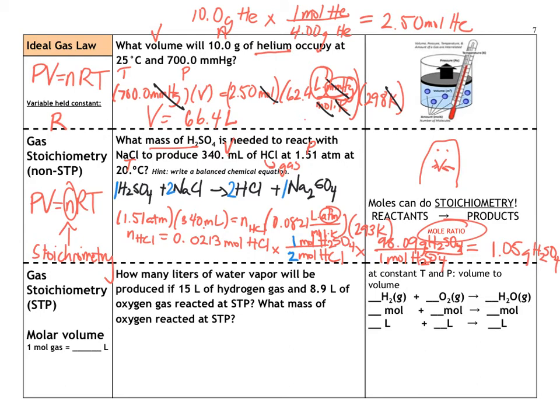So now let's go ahead and do gas stoichiometry at STP conditions. Now what is STP conditions? STP stands for standard temperature and pressure. And standard temperature is actually a set temperature. It's 273 Kelvin, or also 0 degrees Celsius. What is standard pressure? Standard pressure is 1 atm. We like to have a set of standard conditions for experimentation.